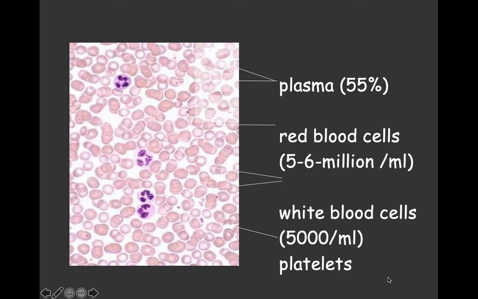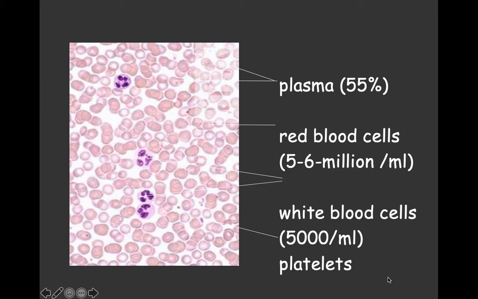So looking at blood, you have basically three different parts to blood because blood is a type of connective tissue. So in order for something to be a connective tissue, you have to have cells, you have to have a matrix, and you have to have fibers in that matrix.